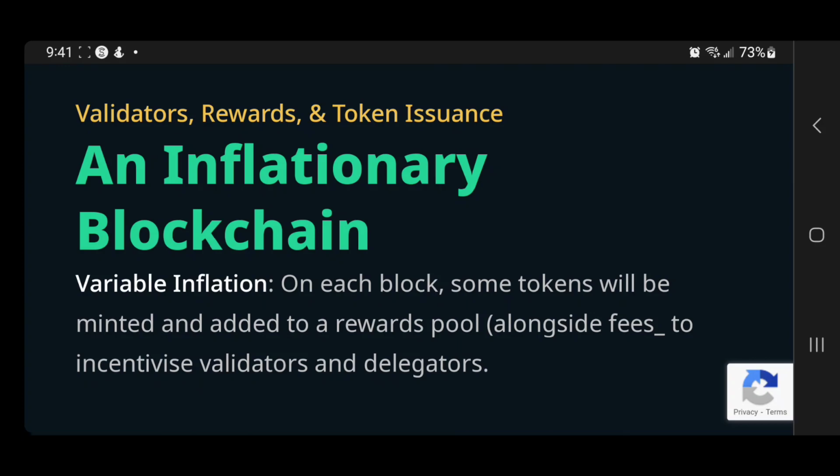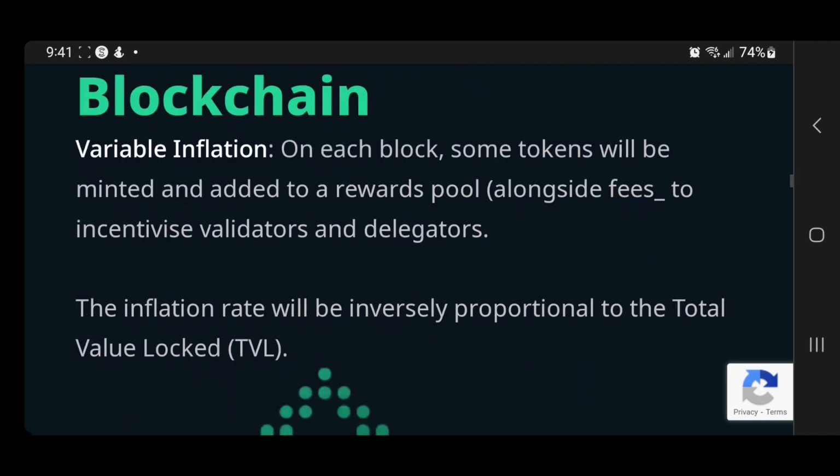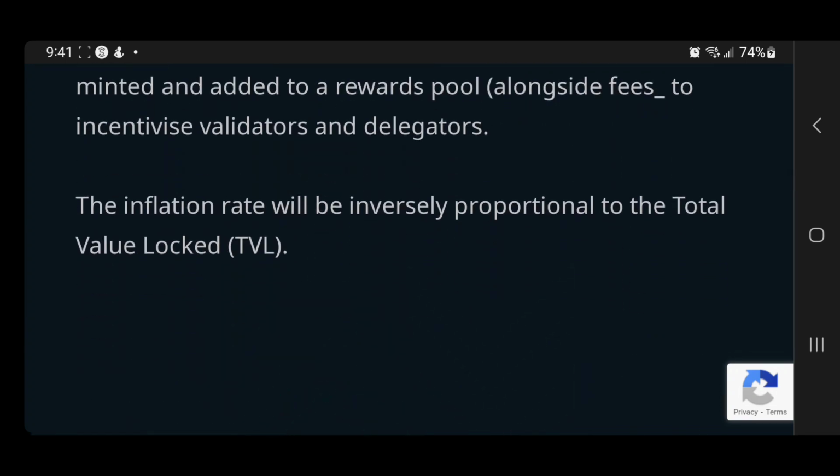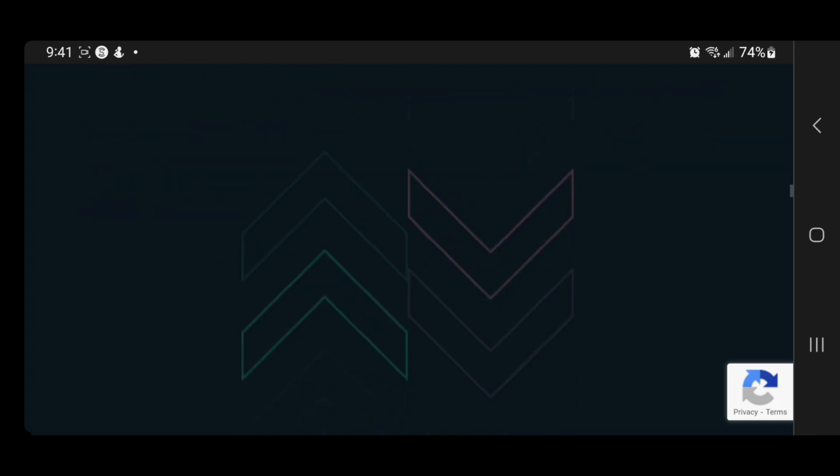Validators, rewards, and token issuance. Variable inflation. On each block, some tokens will be minted and added to a rewards pool. The inflation value will be inversely proportional to the total value locked.